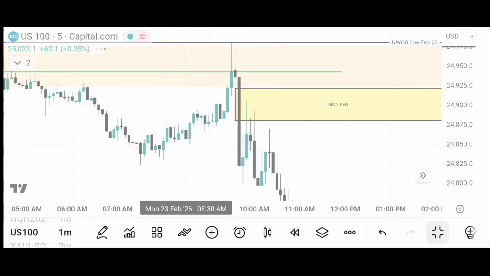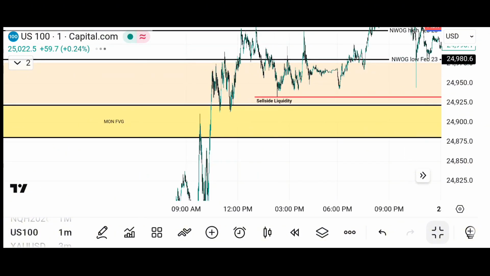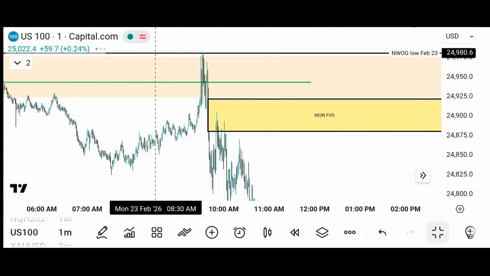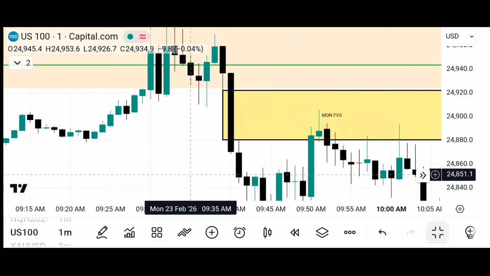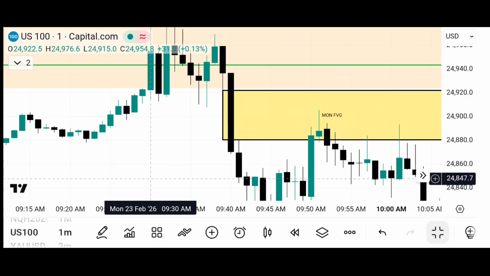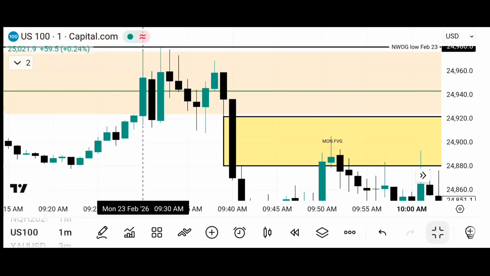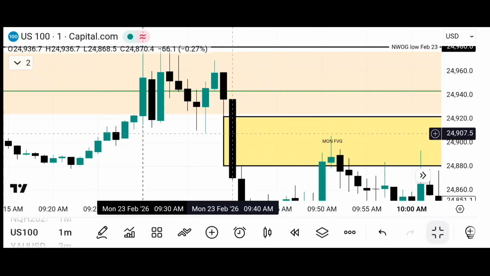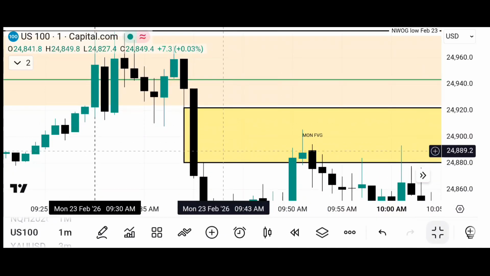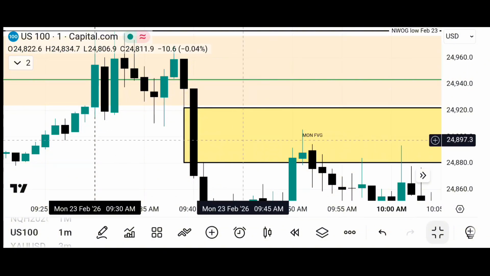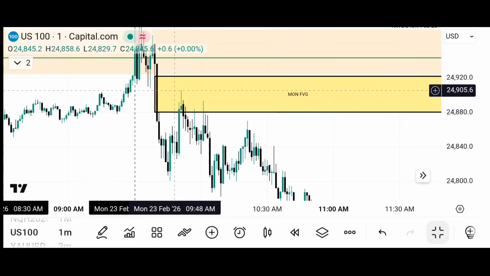So let's see how this was formed. Like I said, after 9:30, the first presented fair value gap, the one formed with displacement. So this is 9:30. This is a 9:30 candle, and this is the first gap created on the 1 minute time frame with displacement. See me marking it out as the Monday first presented fair value gap, and I extend it throughout the week, and price respects this as well. And see how price respects it.